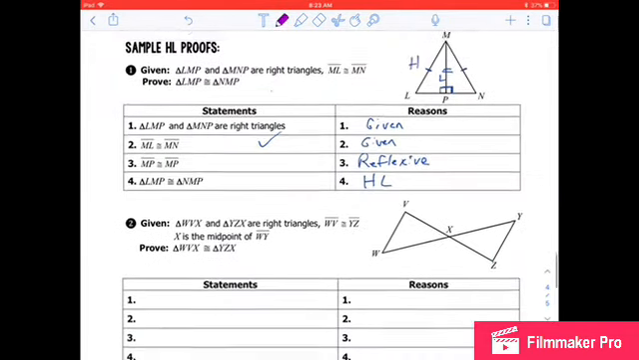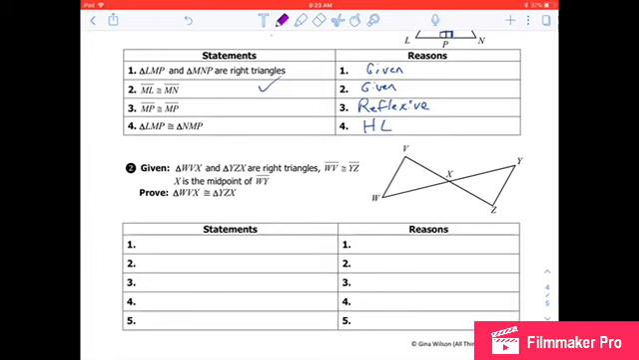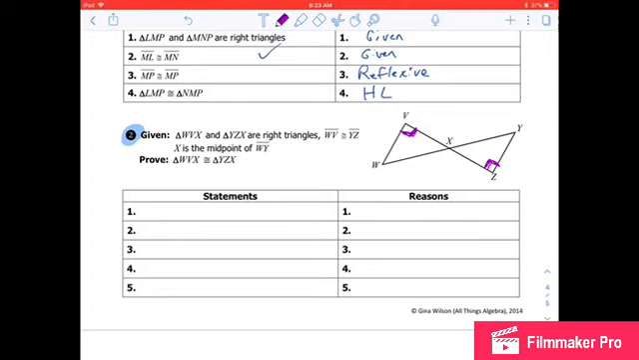So I want you to go ahead and try this one. It says WVX are right triangles, where I think since V is the middle and Z is the middle, these are your right angles. So you have to prove these are congruent triangles based on the hypotenuse and the leg. So use your given and then fill in the rest of the proof to get your answer.